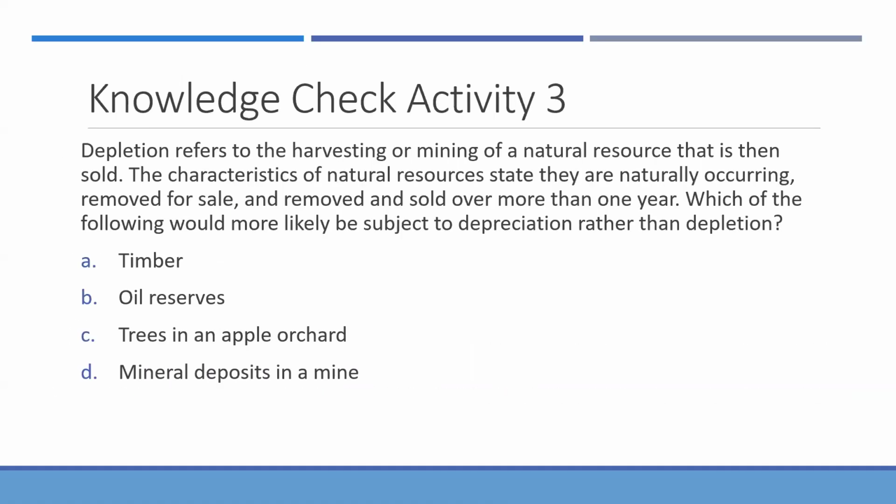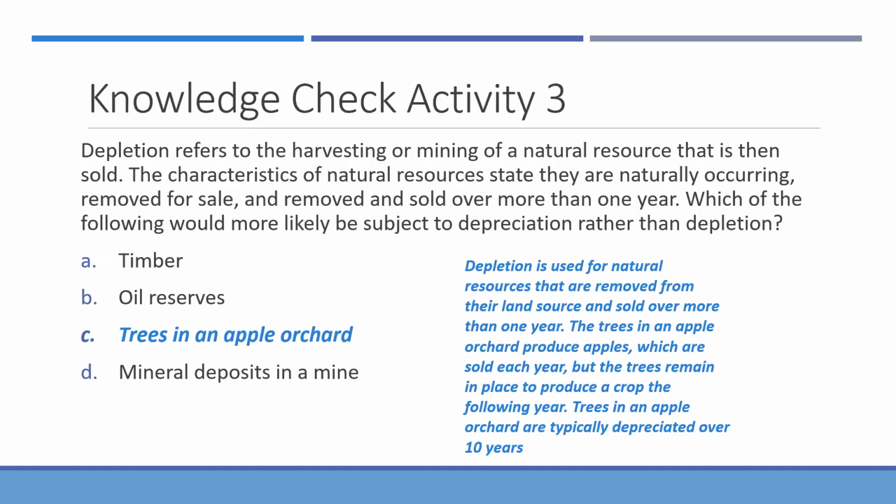So depletion refers to the harvesting of natural resources. Which of the following would more likely be subject to depreciation than depletion? C, exactly. And that's because the trees in an apple orchard usually are not naturally occurring, where really people invest in creating apple trees.